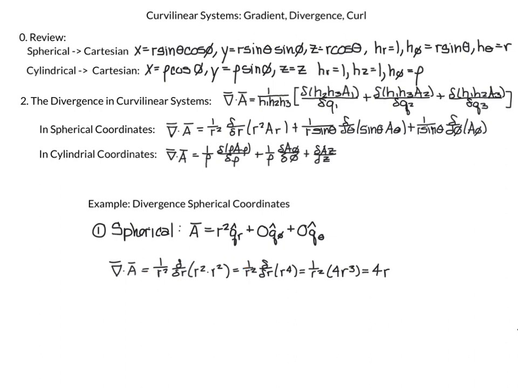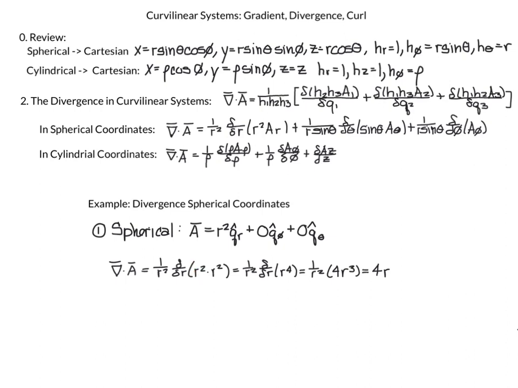So looking at this, one thing that you don't want to do is cancel this r squared with this r squared and then say d/dr is 2r, because that would be incorrect, since what you would need to do when you take the partial derivative is the product rule. But actually, you don't even need to do the product rule. You just need to multiply it out. So 1 over r squared d/dr of r to the 4th. So 1 over r squared, the derivative with respect to r is 4r cubed, which will give us 4r.